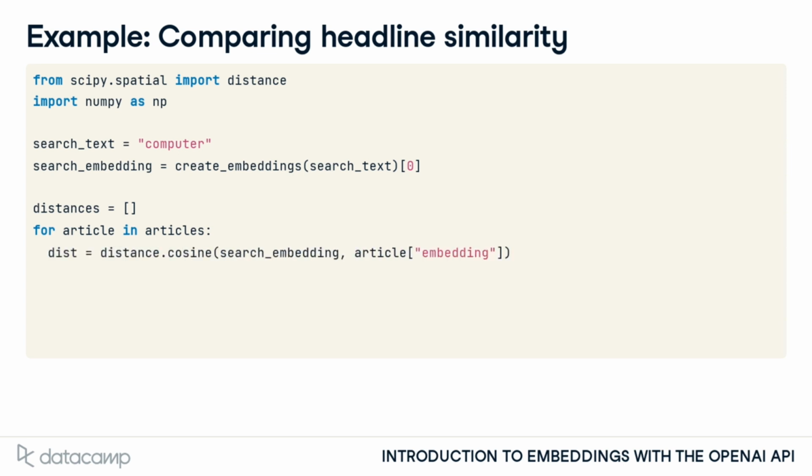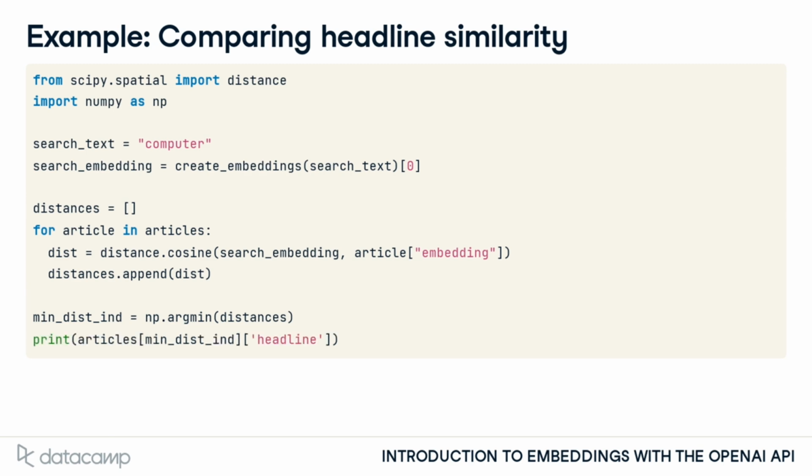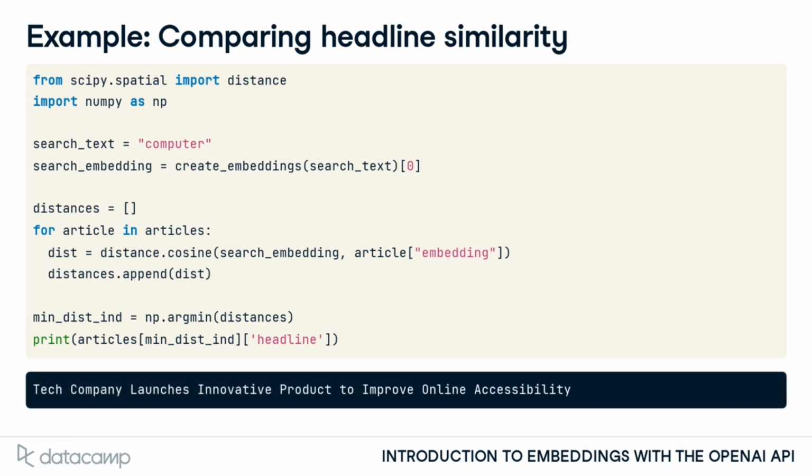Next, we calculate the cosine distance between the text and headline by calling distance.cosine, passing it the embedded text and headline. Finally, we append this distance to the distances list. The most similar headline will have the smallest cosine distance, so we can use numpy's argmin function to return the index of the smallest value in the distances list. Then, use it to subset the article at this index and return its headline. There we have it. The most similar headline to the text "computer" was one about a new tech product.